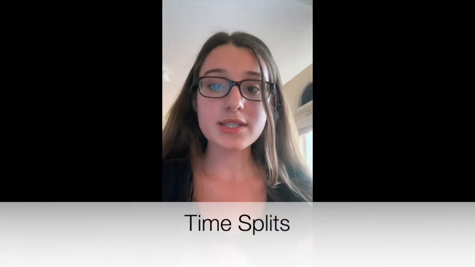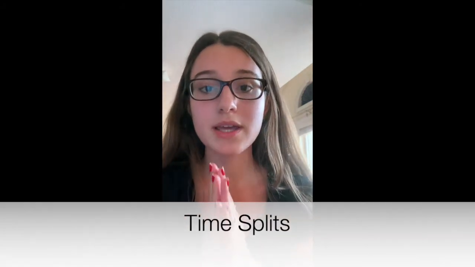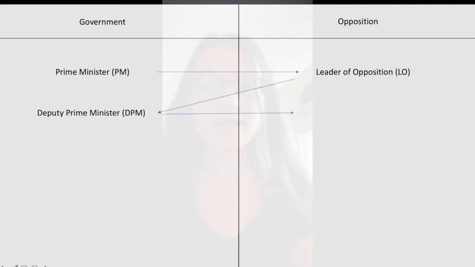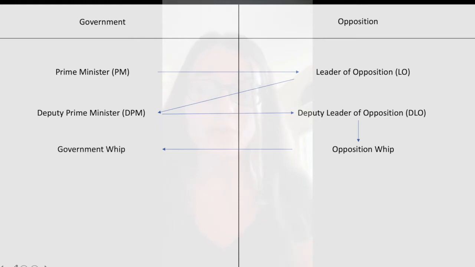Essentially the timing is a Prime Minister speech first, that is 6 or 7 minutes long, an LO speech, which is 7 minutes long, a DPM speech, which is 7 minutes long, and a DLO speech, which is 7 or 10 minutes long. There would then be an opposition whip following that, which is 3 minutes long, and finally a government whip, which is 3 or 4 minutes and is offered by the Prime Minister.